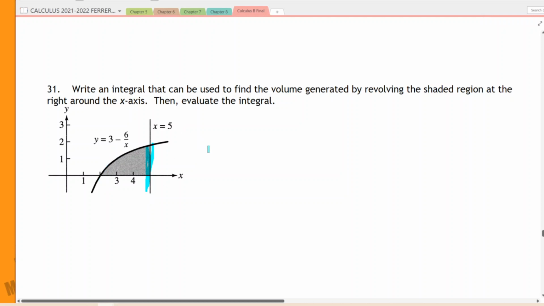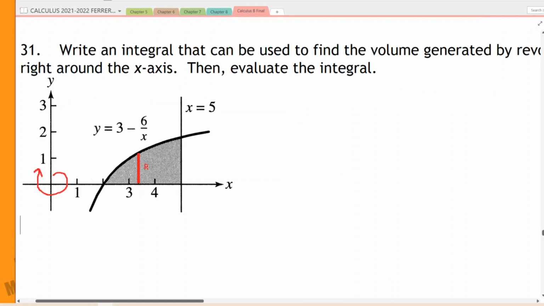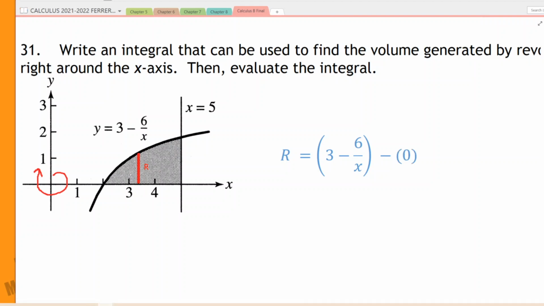And if I draw my radius around the axis of revolution, I get that the radius goes from this y-coordinate up here to this y-coordinate down at the bottom. Now the y-coordinate at the top, that's on this curve, which is 3 minus 6 over x, minus the y-coordinate here at the bottom, which is always going to be 0. All of this gives me that the radius is just going to be equal to 3 minus 6 over x.